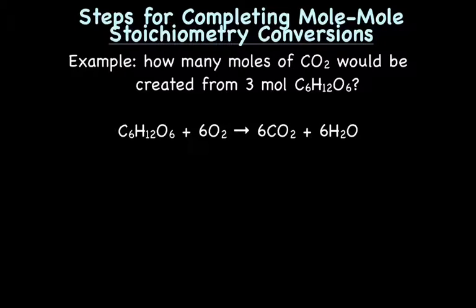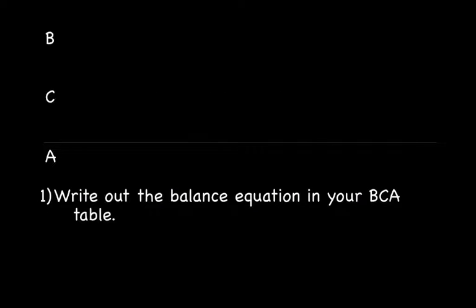Our example is: how many moles of carbon dioxide would be created from 3 moles of glucose? And then we have our balanced equation, so jot that down. Then jot down a quick little BCA table. Our first step is to write out the balanced equation in your BCA table.